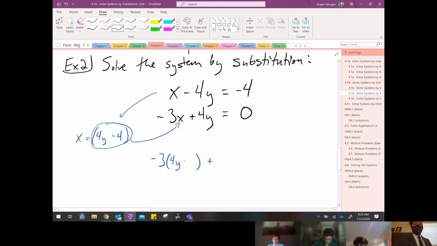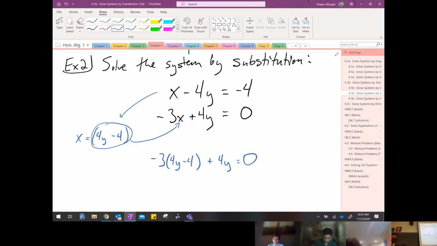Very good. -3 times quantity 4y minus 4. And then we're going to say plus 4y equals 0. And we're going to go to town on solving that equation. And I hope that when we get to this point, you guys are like, okay, cake. I can solve that equation in my sleep.